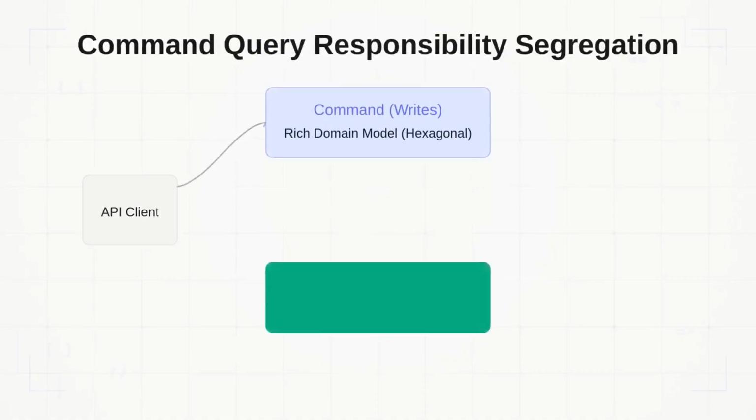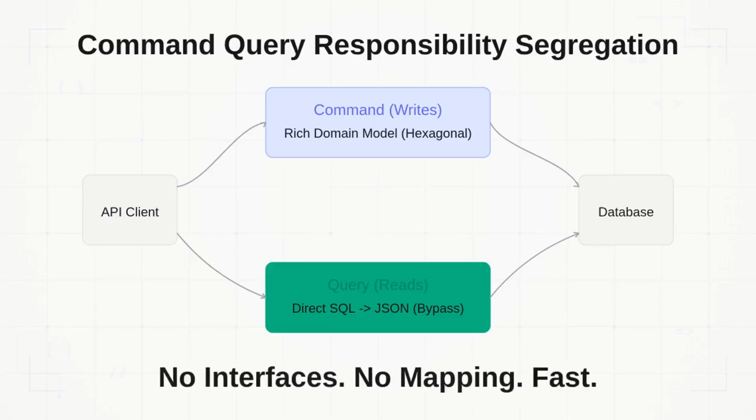So, how do we fix this without descending into spaghetti code? The answer is pragmatic isolation, often implemented via Command Query Responsibility Segregation, or CQRS. For complex business logic, like processing a payment or calculating taxes, keep your rich domain model. Build the Hexagon. But for simple reads and queries, bypass the domain entirely. Let your API controller talk directly to a thin data access layer that executes optimized SQL and returns exactly the JSON structure the client needs. No interfaces, no domain mapping, just pure, unadulterated performance.